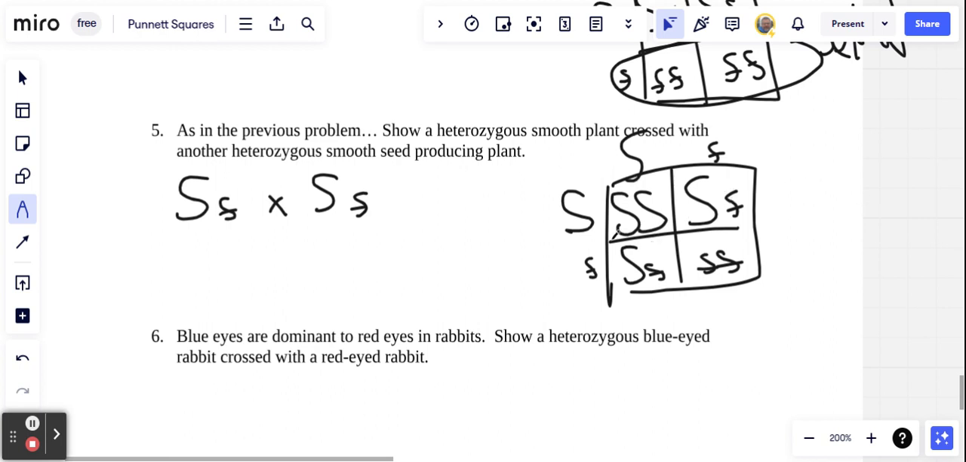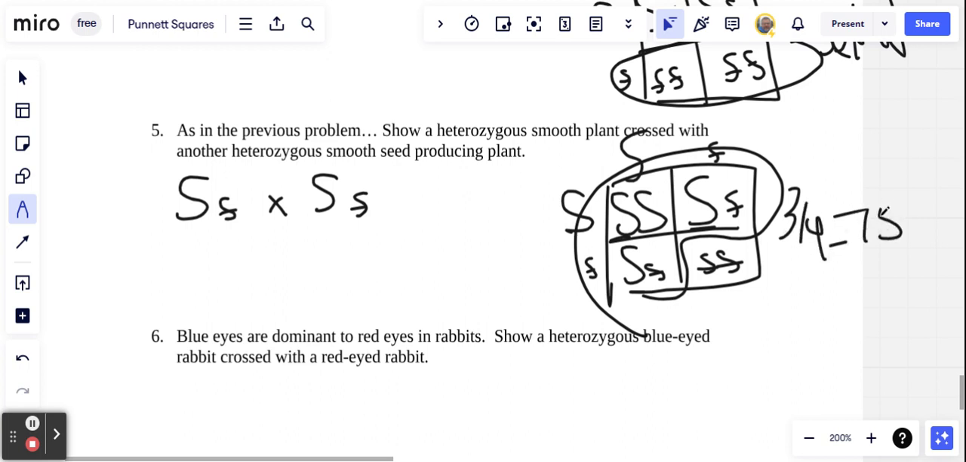Here we would have smooth, any kind of dominant allele. So this is smooth, smooth, smooth. So 3 out of 4, 75%, are smooth, and 1 of 4, 25%, are wrinkled. So if you cross two heterozygous plants, 75% will be smooth and 25% will be wrinkled. We could also say 25% will be homozygous recessive, 50%, 2 of the 4, would be heterozygous, and 25% would be homozygous dominant. We're not as worried with that. The phenotype in the end is what we're looking at. Okay, so that's that one.